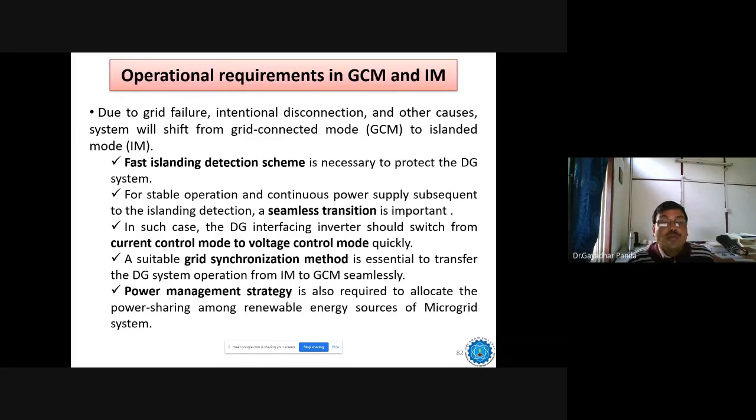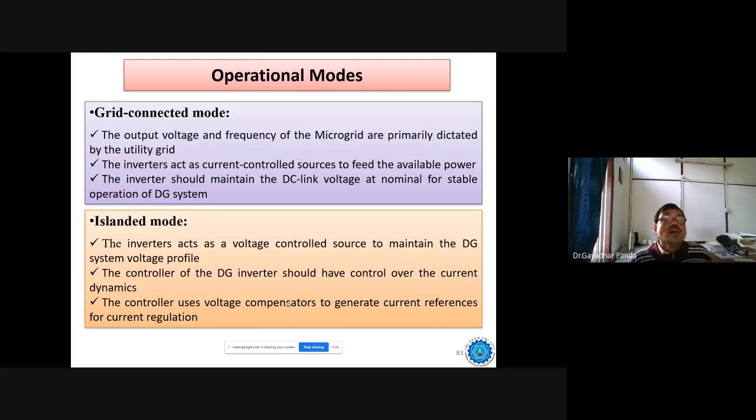And when you are going back to the on-grid system, grid synchronization is also very important at that time. All those aspects are written here: what the research challenges are and how people are working on them. In grid connected mode, the output voltage and frequency of the microgrid are primarily dictated by the utility grid.